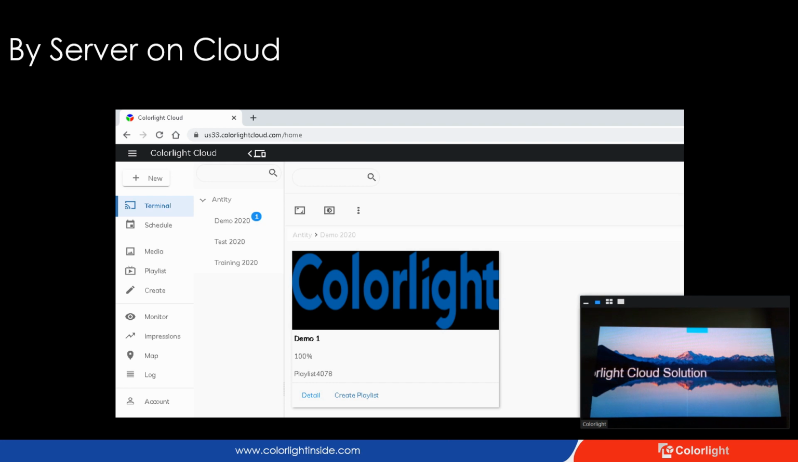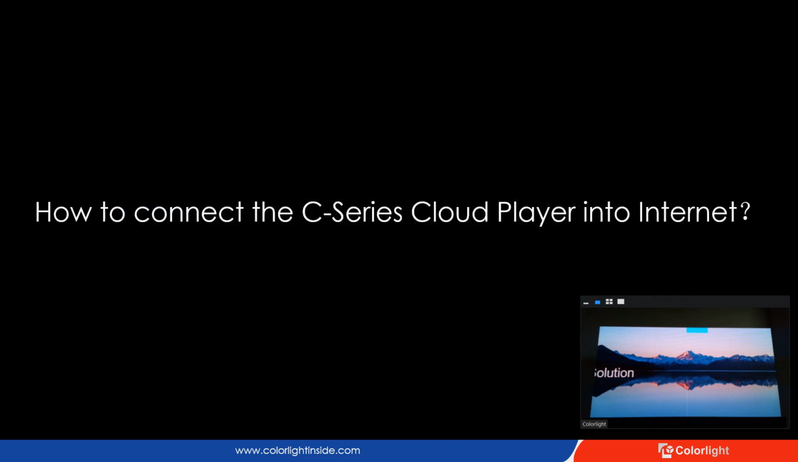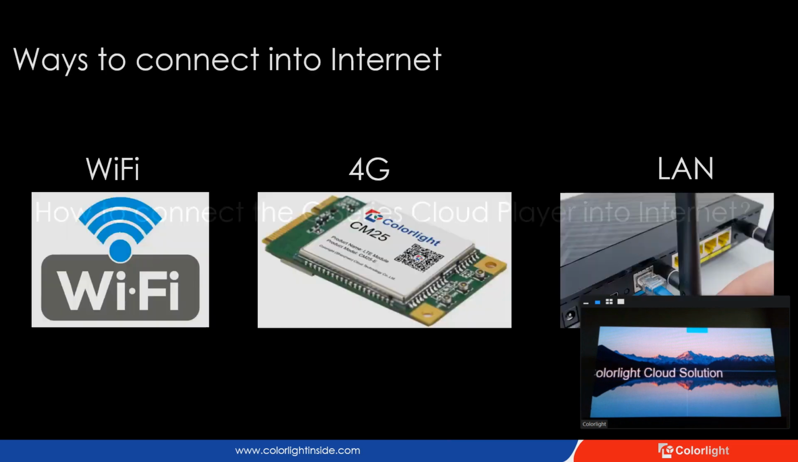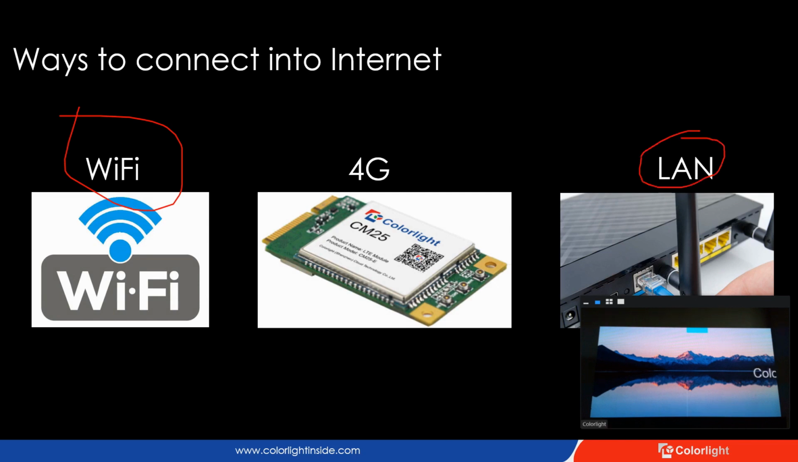We now have the hardware and the platform ready. The last question is how to connect the C-Series cloud player to the internet. With the internet access, then we could do the wireless and the remote control. Here we provide 3 different ways. The Wi-Fi and LAN, connected to the router to have the internet access.